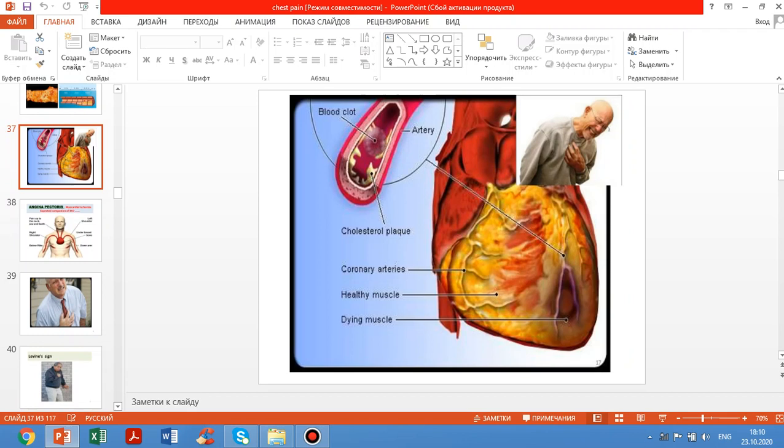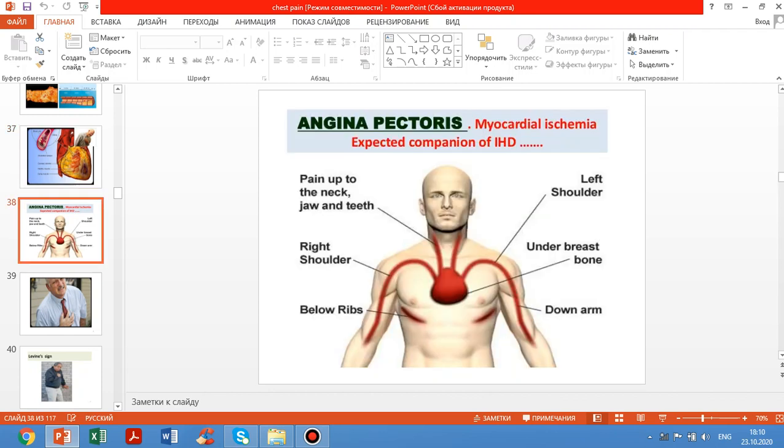You can see this blood clot resulting in myocardial damage, dying myocardium. This is a healthy muscle. This is a healthy coronary artery, but there is thrombosis. And you can also see cholesterol plaques inside the artery.